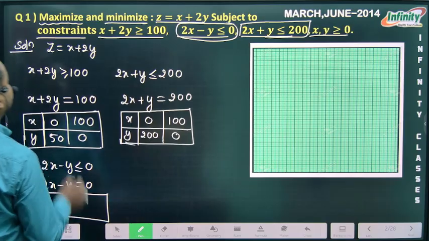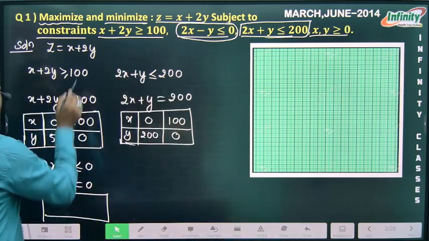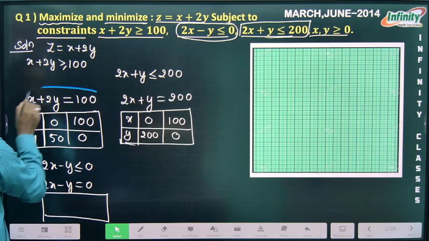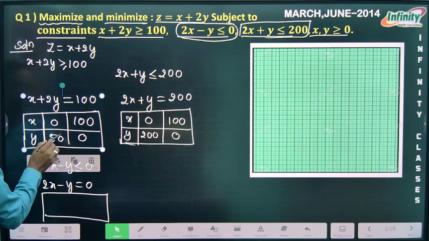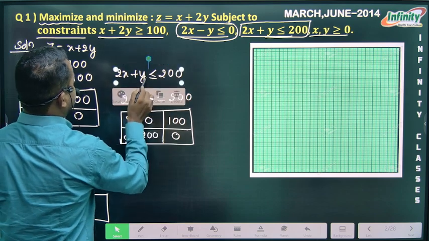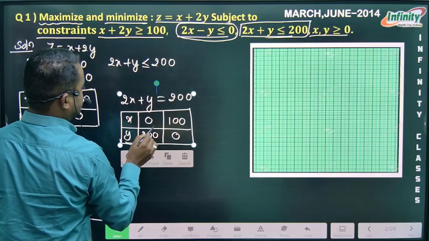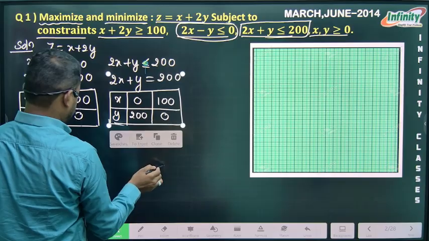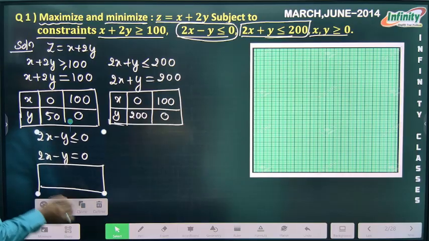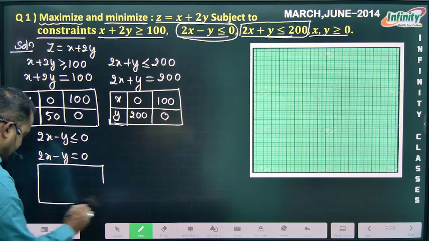Wait a minute, we will make space for this one here. I need some more space for this one. This is the third constraint. Here I want space for that.